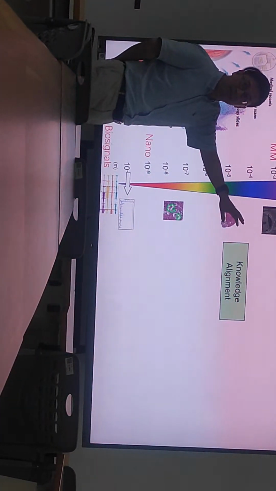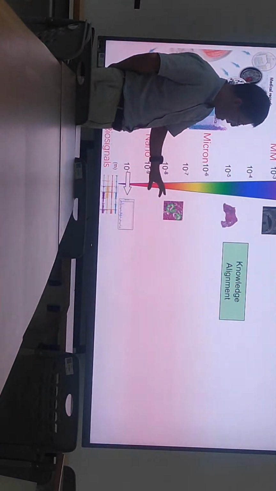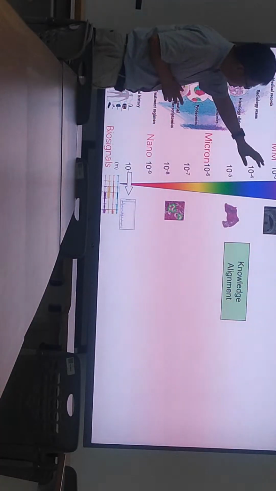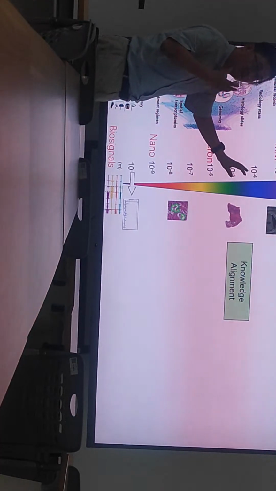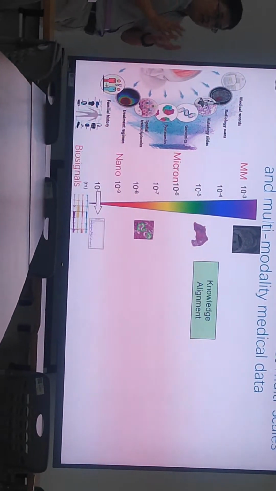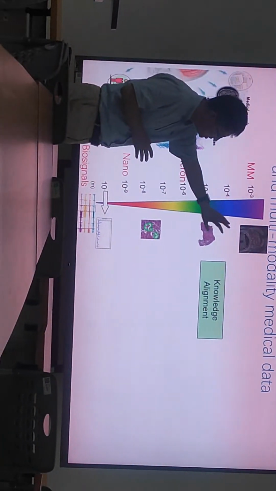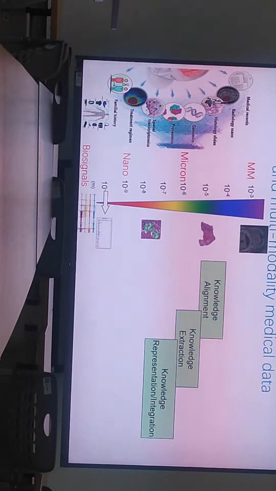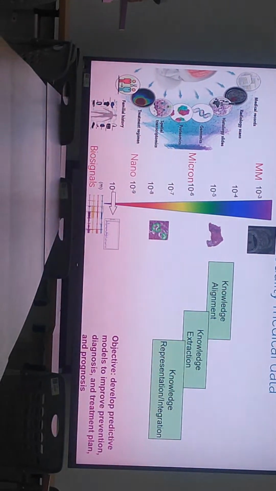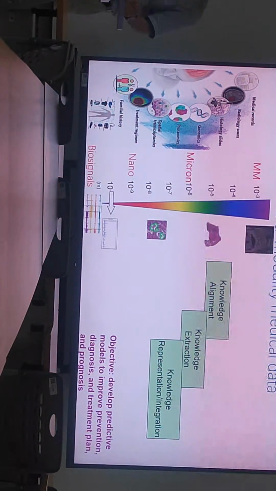In the hospital, each department works individually. For instance, radiology, pathology, and laboratory work individually. So for the same patient, the information reflects different scales and different modalities, representing the disease from different angles. If we use a machine learning-based model, we can do knowledge alignment, knowledge extraction, and knowledge representation to integrate these different modalities. That is very important for this part.